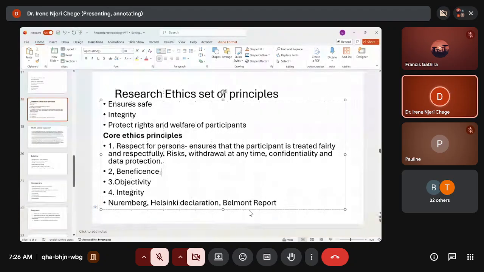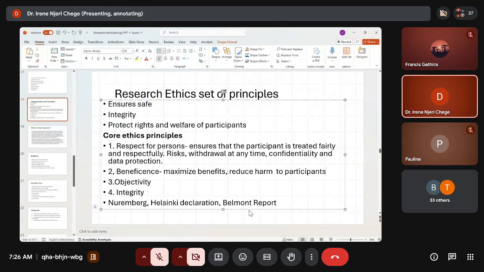Beneficence. What is beneficence? Beneficence means you should maximize benefits in the study. There should be maximum benefits in the study. That means that you should have reduced harm, reduce harm to the participants. So what are some of the benefits that we can talk about in a study? For example, you can say you want to advance knowledge.